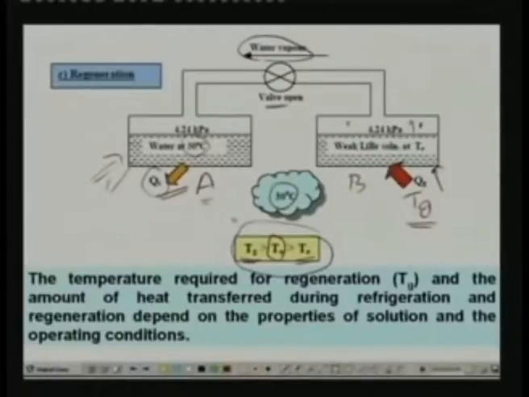Now how do we decide what these temperatures should be and how much heat has to be supplied? The amounts of heat transferred depend upon the properties of the solution and the refrigerant, and also on the operating conditions. So this is the basic principle of a very simple vapor absorption refrigeration system.